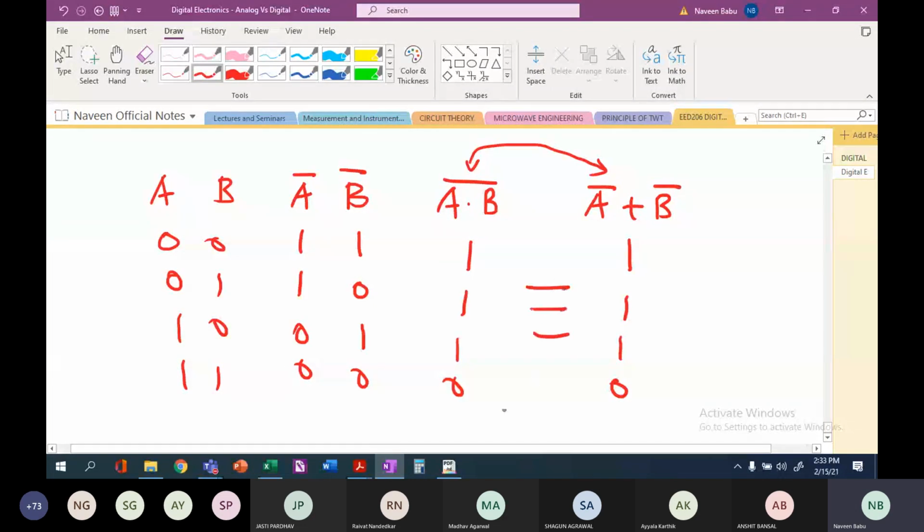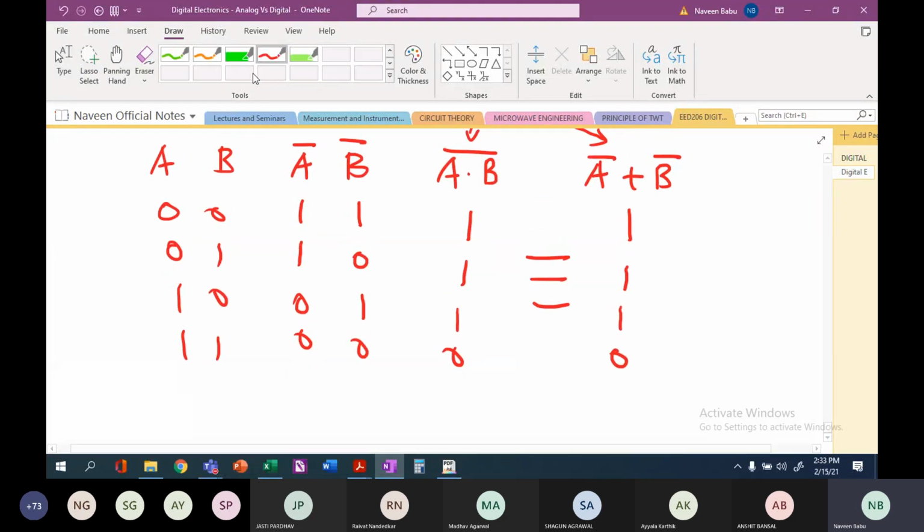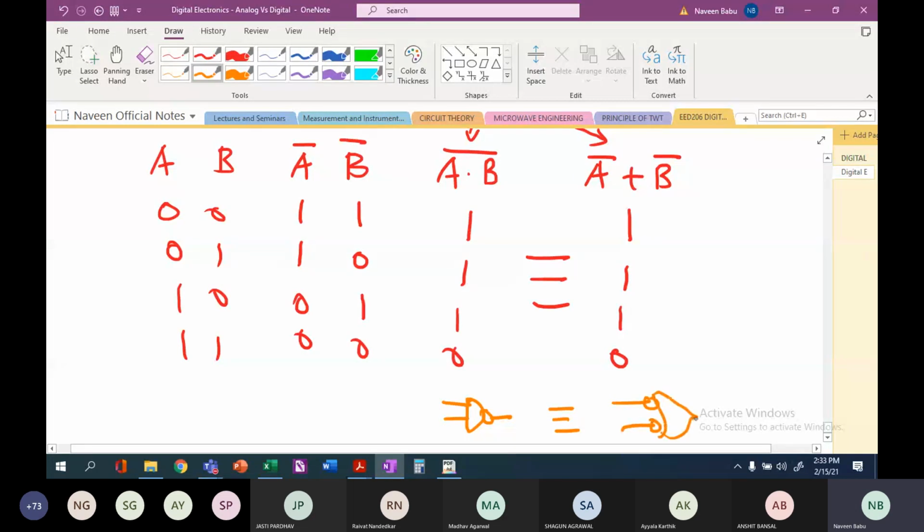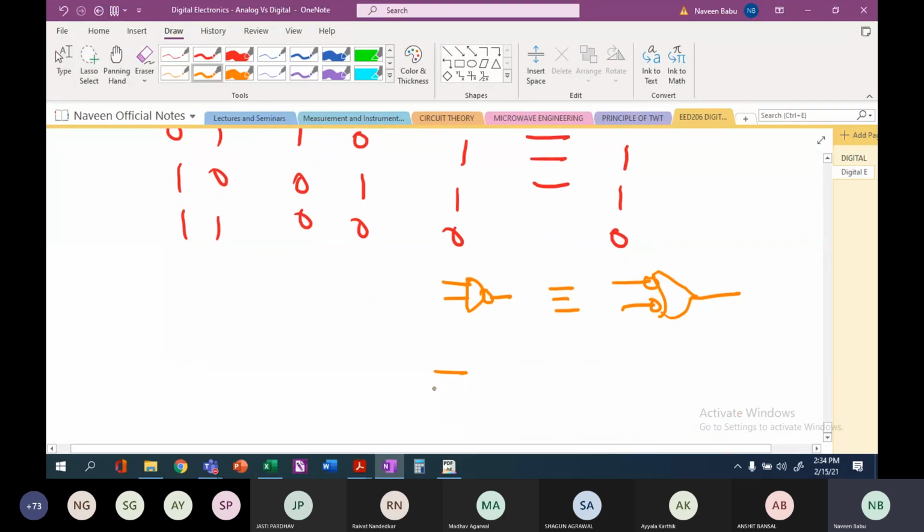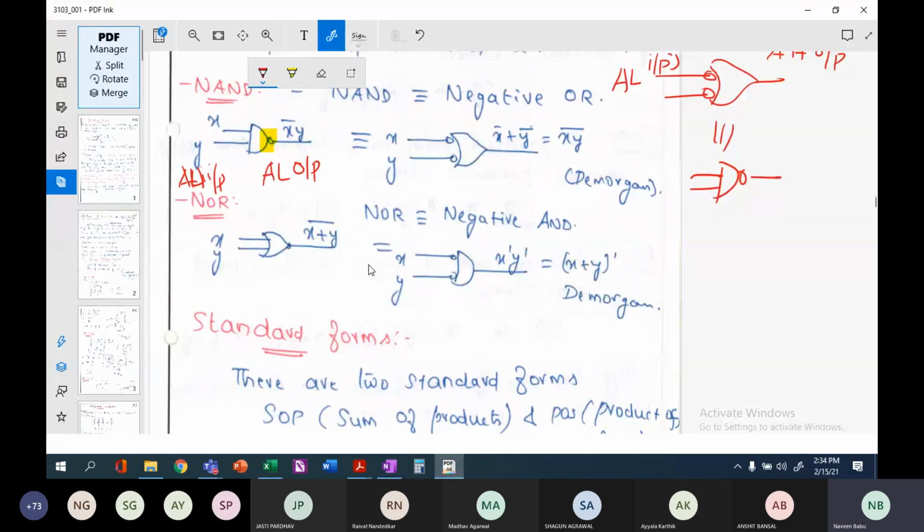So both are equivalent, which means that the NAND circuit here is equivalent to a complemented-input OR circuit. This is true even for the otherwise also. That is, a complemented-input AND circuit is equivalent to a NOR circuit, right? So that is what is mentioned here.